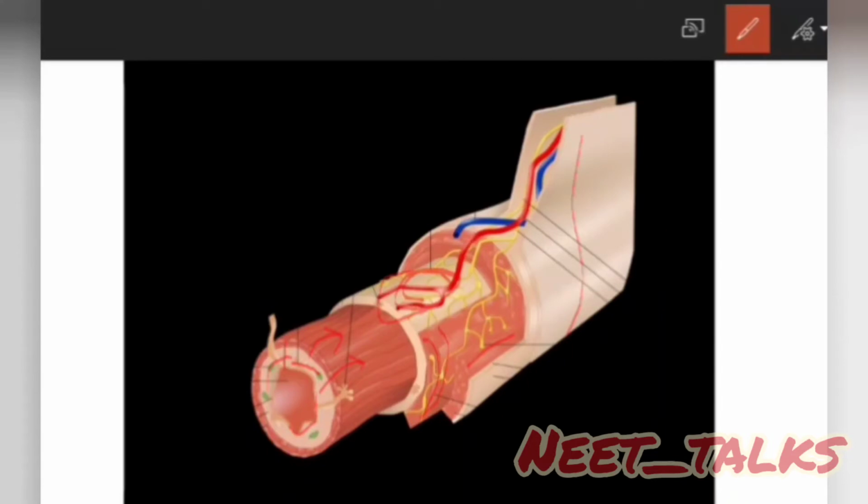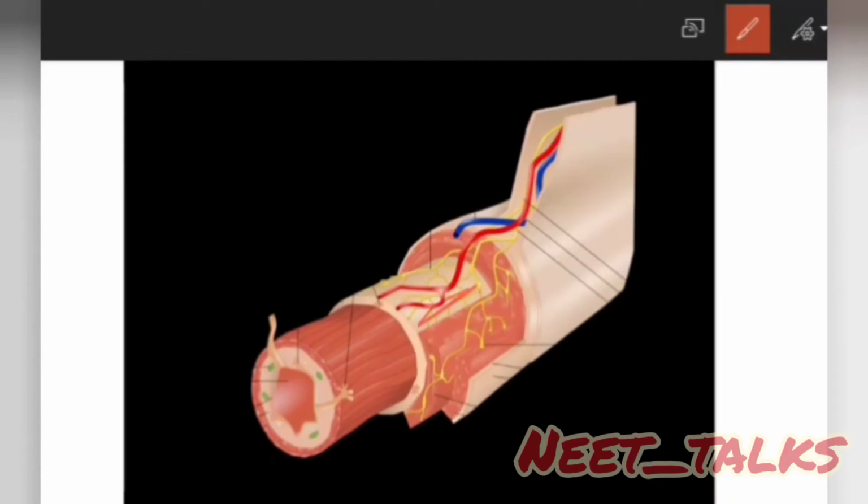Now there are 2 nerve plexuses that provide the innervation to our alimentary canal. The parasympathetic innervation to the alimentary canal is given by 2 nerve plexuses. The first one is the Meissner plexus and the second one is the Auerbach's plexus or myenteric plexus. This Meissner plexus is present in between the submucosa and the inner circular muscle. The Meissner plexus is present in this layer, in between the submucosa and the inner circular muscle.